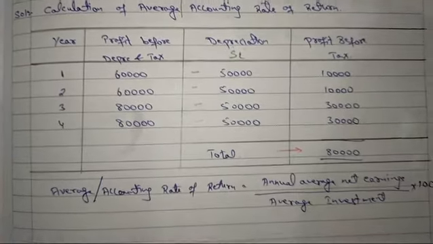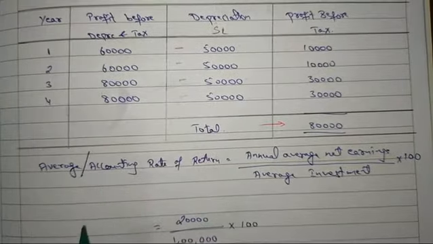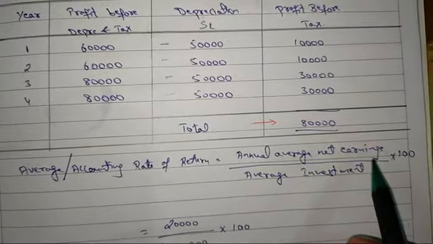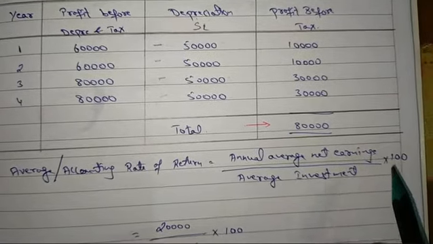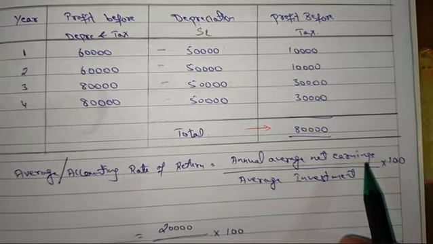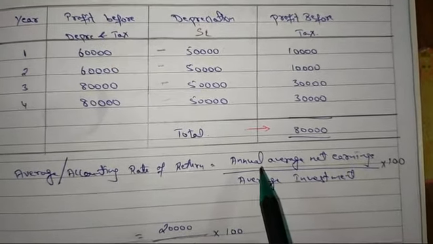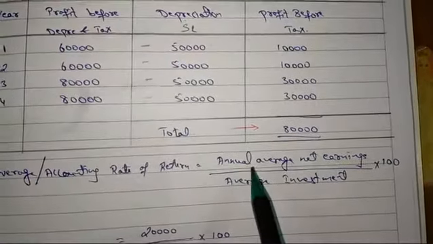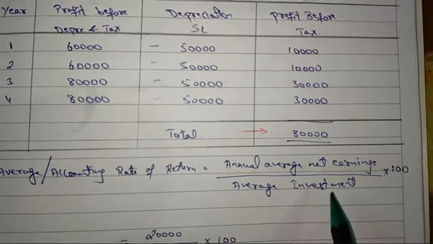Now what is the formula for the accounting rate of return or average rate of return? The formula for ARR is annual average net earnings divided by average investment into 100. Now these are not given in the problem, so to find out the annual average net earnings and average investment, we have to use different formulas.